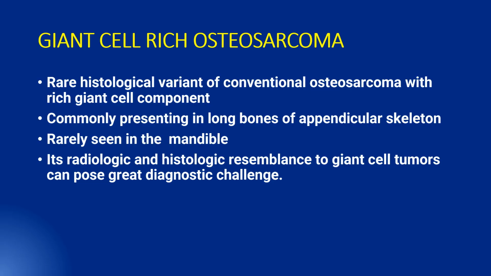There are some maybe less common malignant tumors with a giant cell-rich component. I shortly talked about malignant giant cell tumor, and another is giant cell-rich osteosarcoma. Giant cell-rich osteosarcoma is a rare histological variant of conventional osteosarcoma with a rich giant cell component, commonly presenting in long bones of the appendicular skeleton, and rarely may be seen in the mandible. Its radiologic and histologic resemblance to giant cell tumor can pose a great diagnostic challenge.